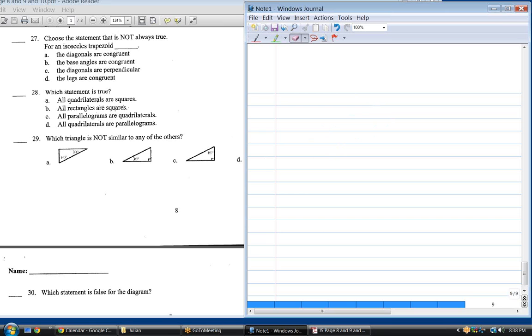All rectangles are squares. That's false too, because I can draw a rectangle that's not a square. There's a rectangle that's not a square. All parallelograms are quadrilaterals. I think that's true. It is true. But all quadrilaterals are not parallelograms. There's a quadrilateral, and that's not a parallelogram.